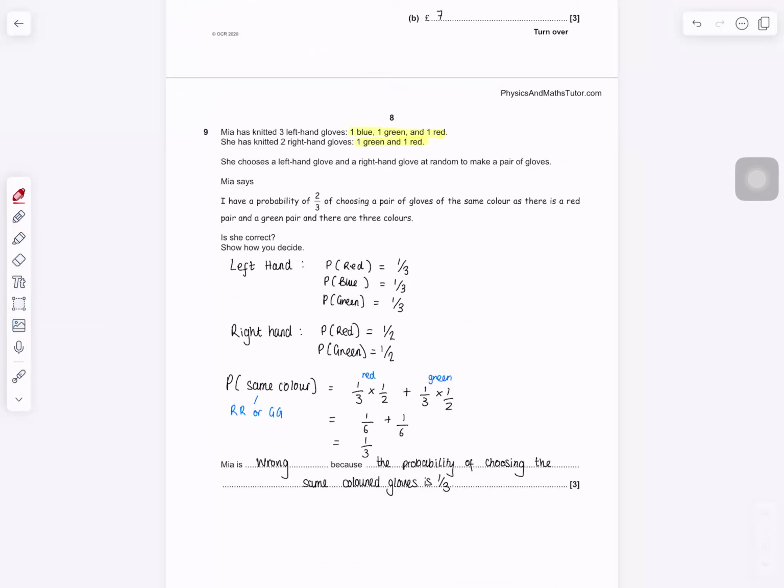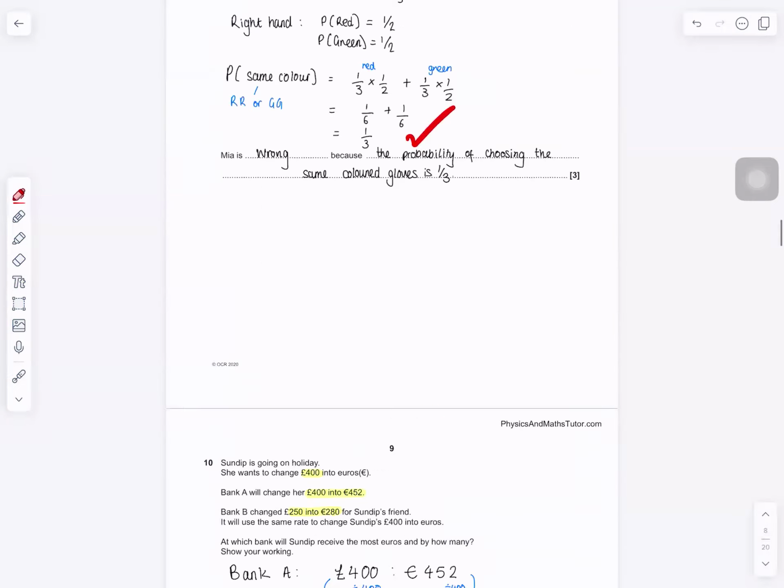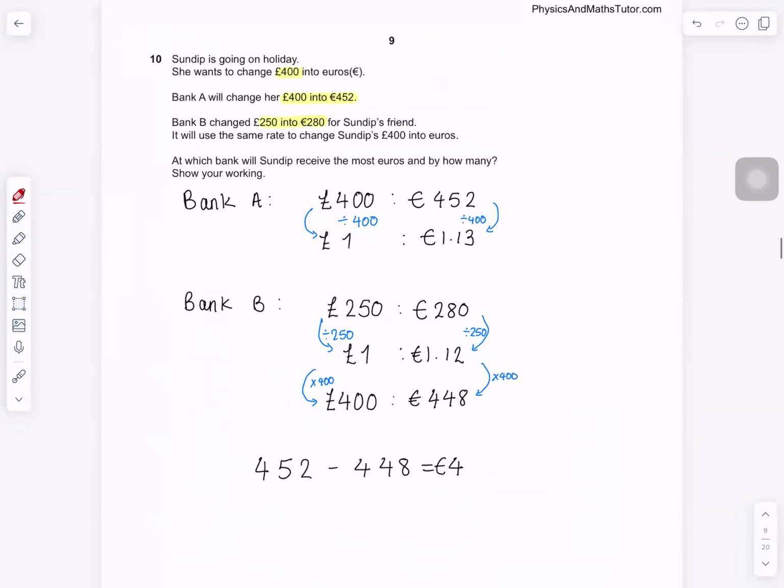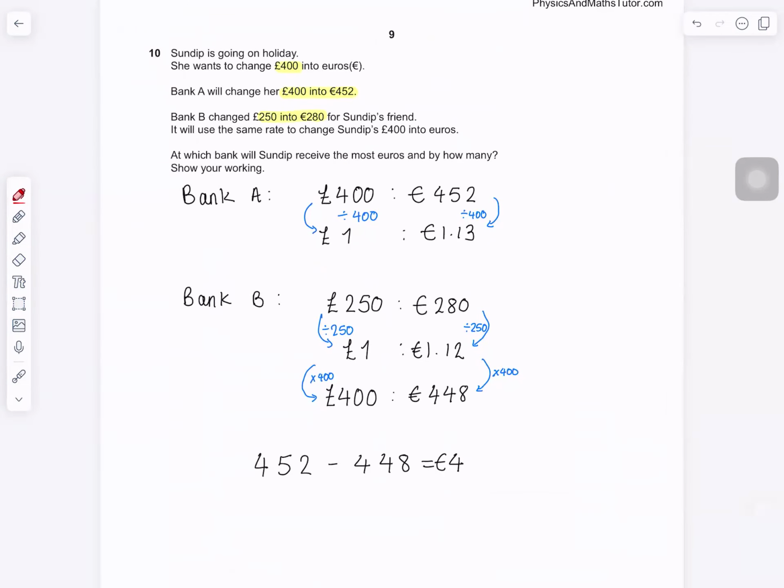Okay. Did you do 9? Yeah, I did. This is the probability for 9. Probability of a red and then probability of a green, the same color. Yeah, I got this answer. That one is straightforward in a way. Number 10. I got this too. They got 2 banks, bank A and bank B. So you work out the difference between them.